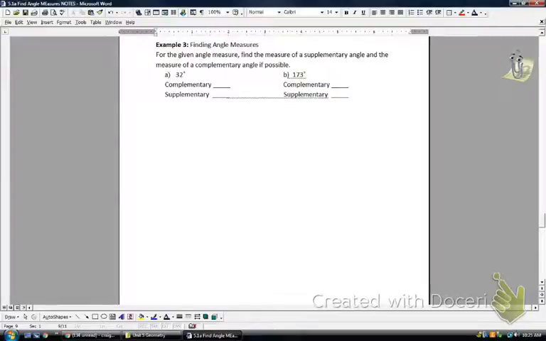Example 3 says finding angle measures. For the given angle measure, find the measure of a supplementary angle and the measure of a complementary angle if possible. Alright, so I know that complementary angles add to 90 degrees, so I need to name an angle that is complementary with 32. In order to do that, I'm going to work backwards, and I'm going to take 90 minus 32, and that comes out to be 58. So a complementary angle to 32 degrees would be 58 degrees.